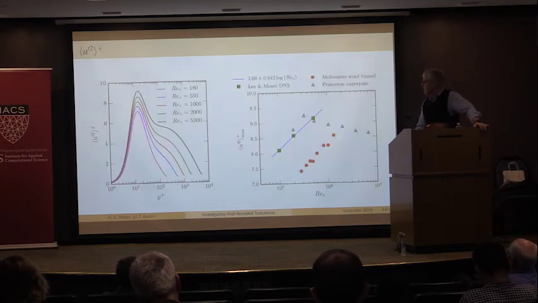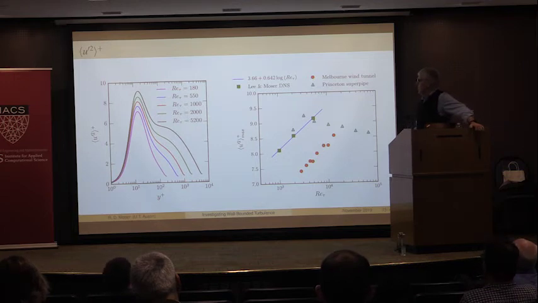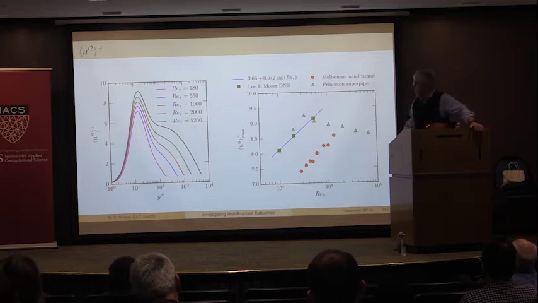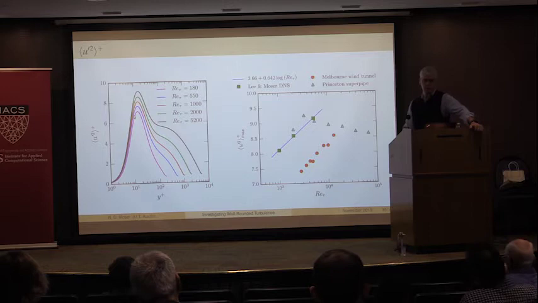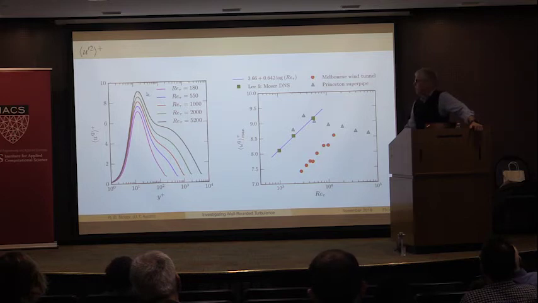Okay. So this is another statistical quantity that's interesting, and that is the variance of the streamwise velocity at various different Reynolds numbers. And you notice that the peak here is increasing with Reynolds number. And this is actually currently well known. This is something that's been observed in experiments as well.